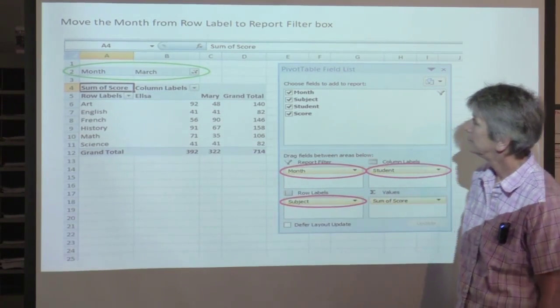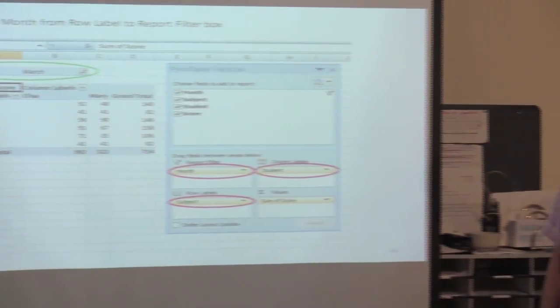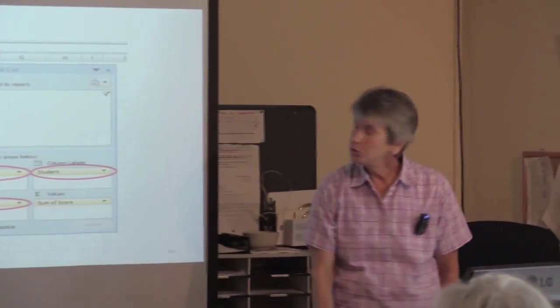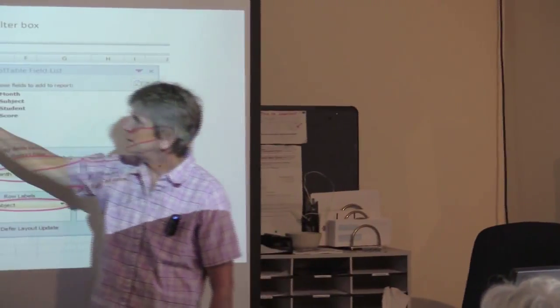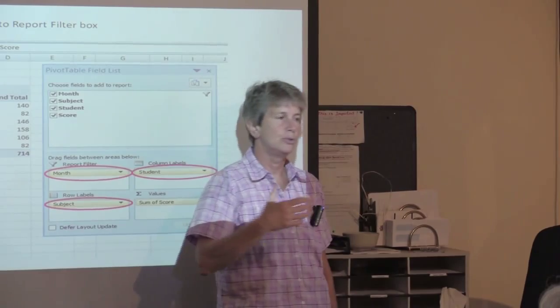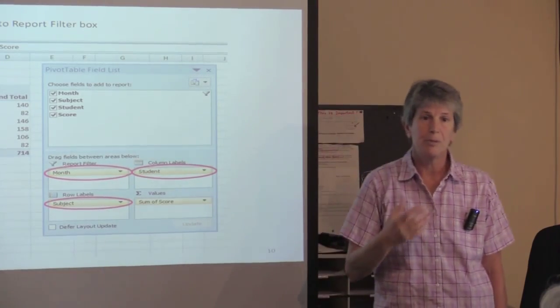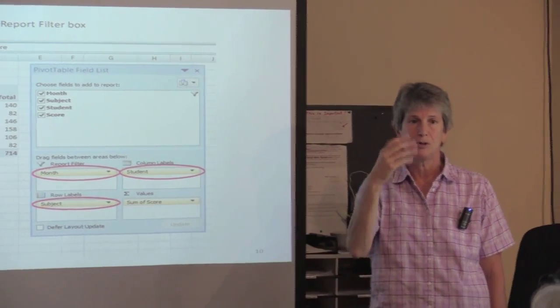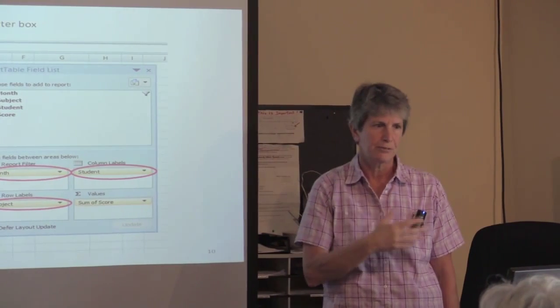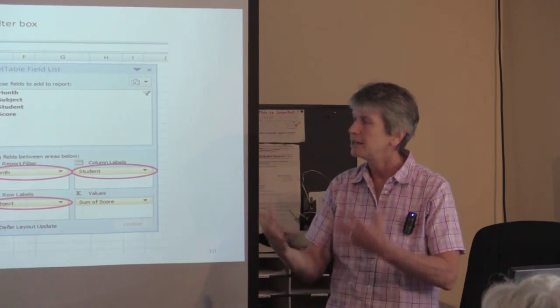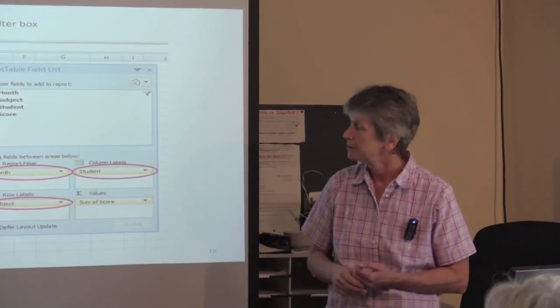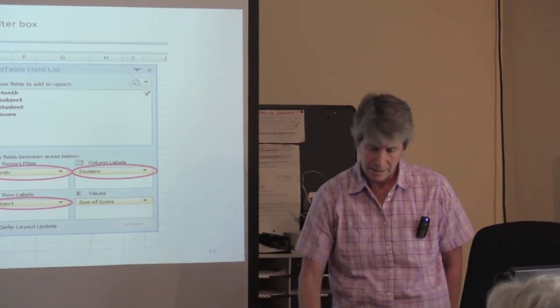Okay? And in this drop-down filter, you can choose multiple months. You could choose them all. You could choose January, February, or just February, or whatever. So just like a normal filter in Excel. Okay, and we'll see that.